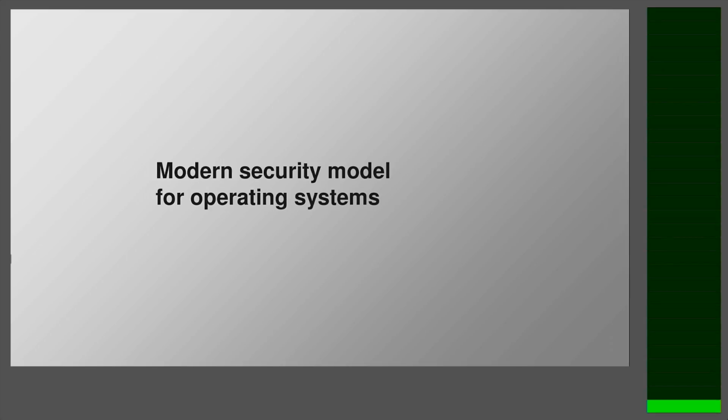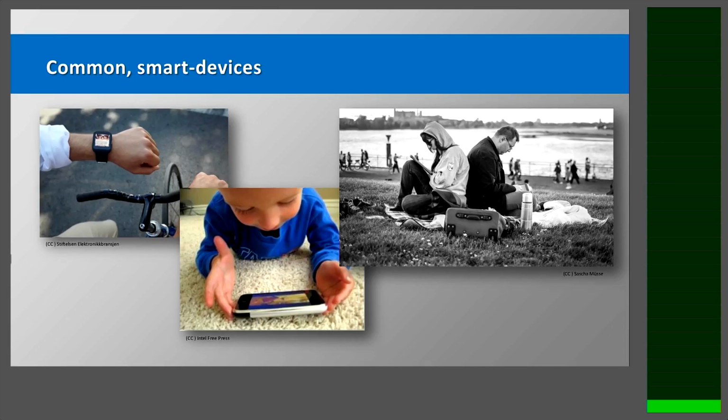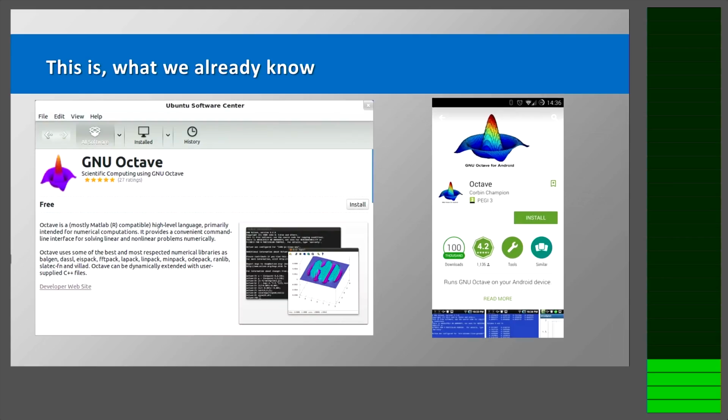Okay, thank you. I'd like to present you a modern security model for operating systems. As you can see, we use more and more so-called smart devices, and we store more and more data on them. This data is sensitive, so it's rather obvious that we need to protect it. And in fact, in mobile devices, the data is somehow protected, but what about desktop systems?